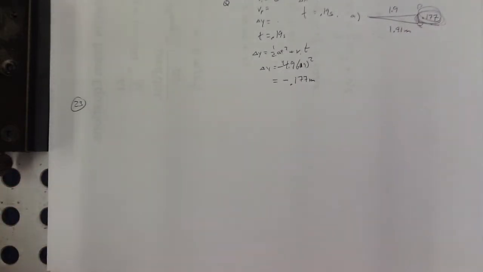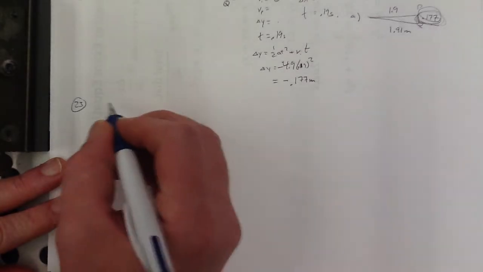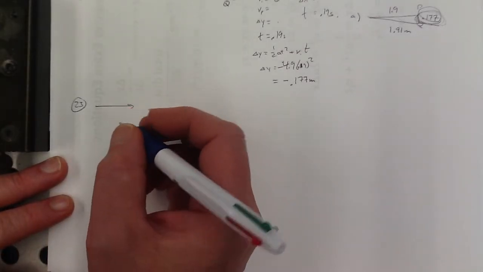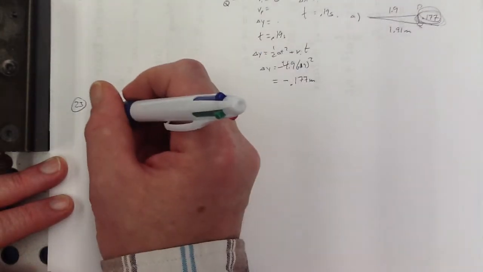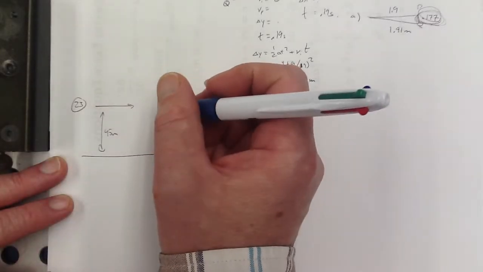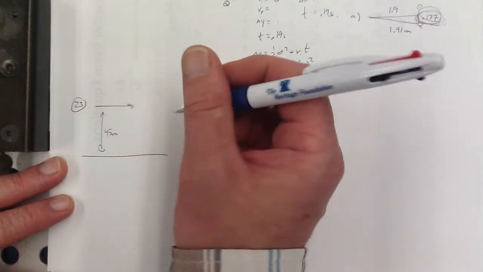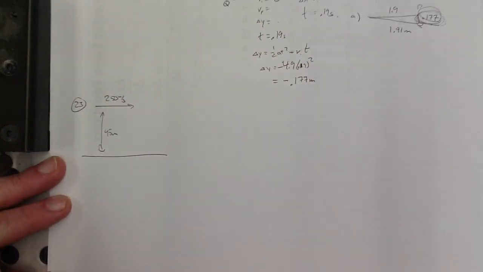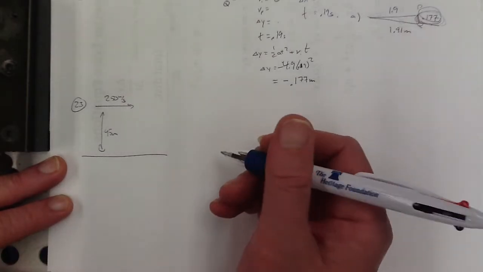23. Projectile is fired horizontally, so I got another horizontal launch from a gun that is 45 meters above flat ground. Emerging from the gun with a speed of 250 meters per second. How long does the projectile remain in the air? At what horizontal distance from the firing point does it strike the ground? And what is the magnitude of the vertical component of its velocity as it strikes the ground?